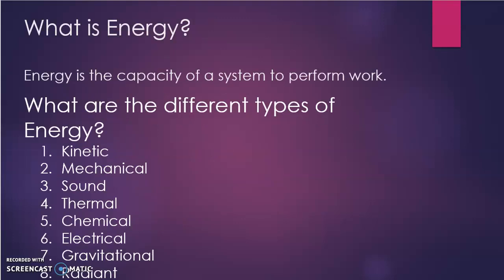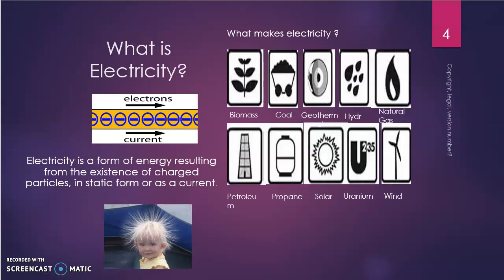First, what is energy? Energy is the capacity of a system to perform work. Energy exists in different forms in nature, but the most important form is electrical energy. So what are the different types we can see here? Kinetic energy, mechanical energy, sound energy, thermal, chemical, electrical, gravitational, radiant energy.